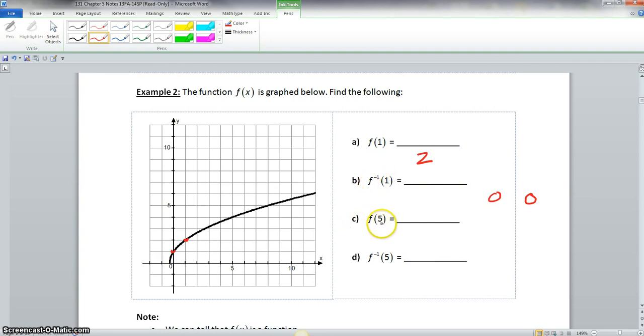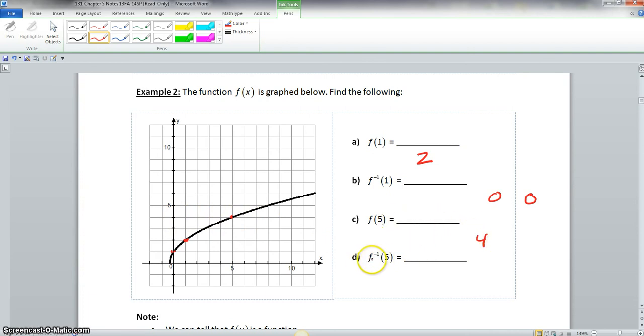So now we go to c, which is f of 5. So that means we go on the x-axis to 5, and then we go up until we hit our y value. Now if you notice here, our y value would be 4. So I'm going to write 4 here. So then we know that this 4 goes with c.